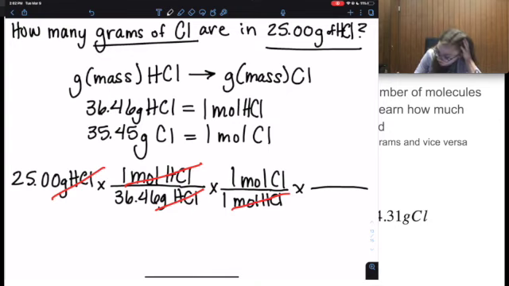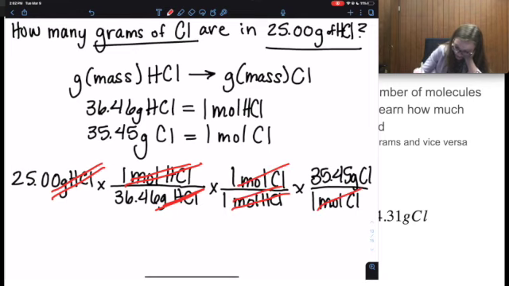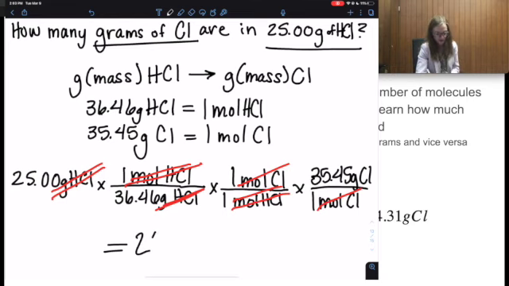So I do have that molar mass from the periodic table that allows me to make this relationship. So I have 1 mole of Cl. I'm choosing to put that on the bottom so it cancels out, and that's 35.45 grams for every 1 mole of chlorine. Okay, let's triple check our units. Grams of hydrochloric acid, grams of hydrochloric acid, moles of hydrochloric acid, moles of hydrochloric acid, moles of chlorine, moles of chlorine. We're left with grams of chlorine. That's where we want to be. If I multiply this out in my calculator, I get 24.31 grams of chlorine. Okay?